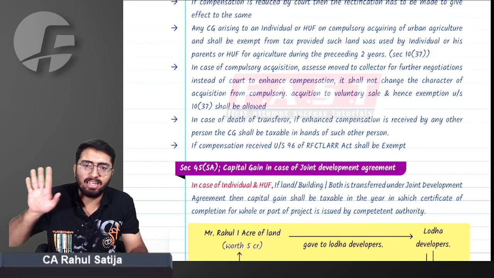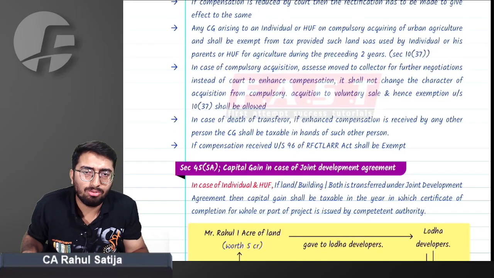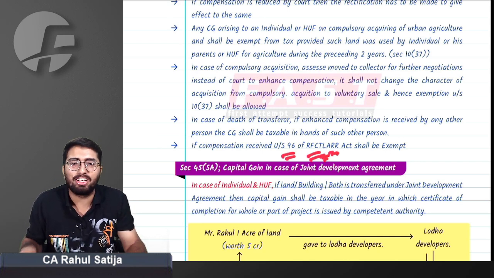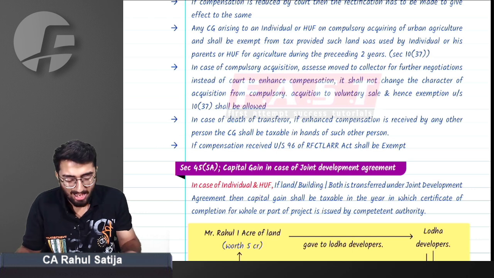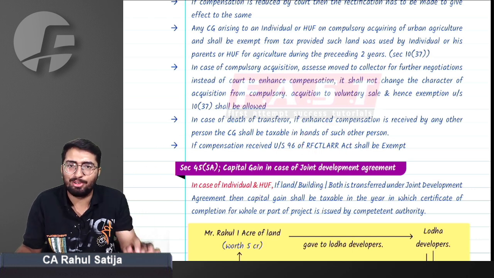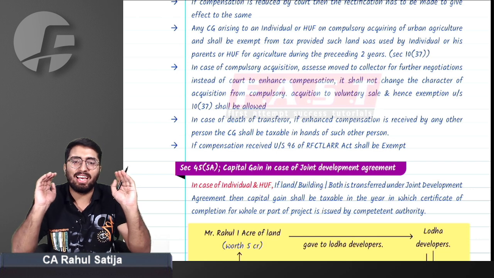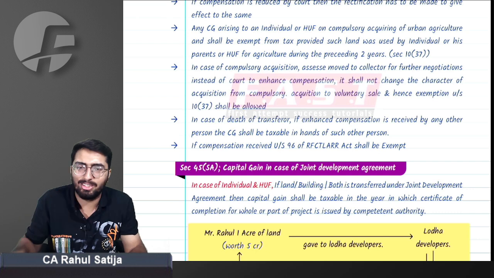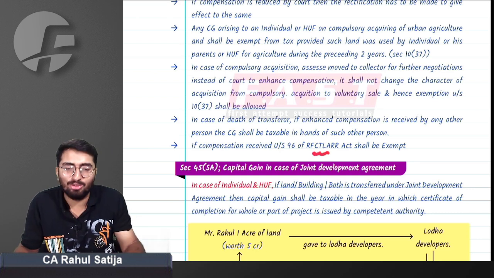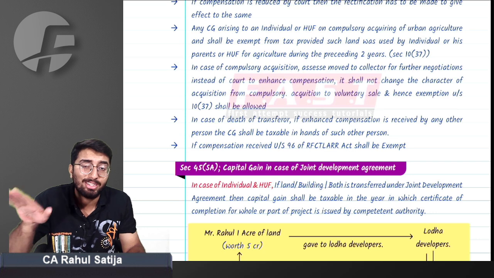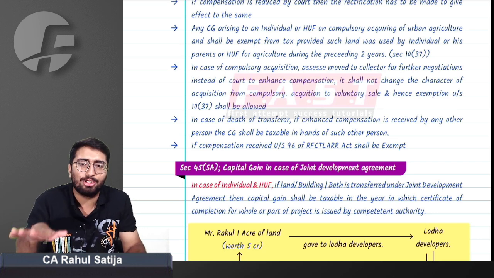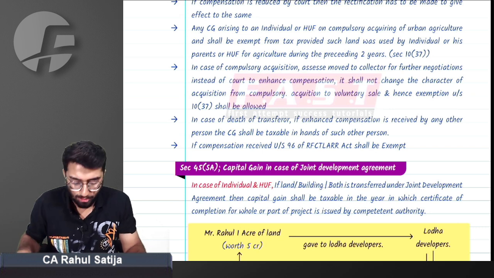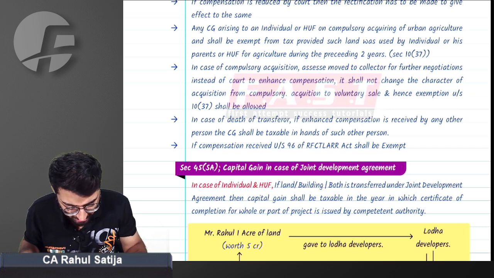Last but not the least, the second last point: any compensation received on account of section 96 of the Right to Fair Compensation, Land Acquisition, Rehabilitation and Resettlement Act shall be exempt. I have written the short form. You need not remember the long form. If you see any act referring to these words, just write it as exempt. You need not learn anything. So any compensation received under section 96 of the Right to Fair Compensation, Land Acquisition, Transparency, Rehabilitation and Resettlement Act will be exempt. Okay, sir, we did get your point.